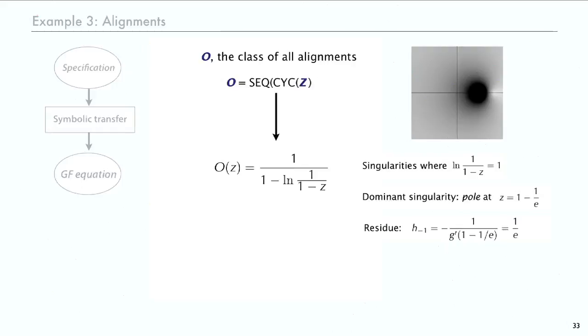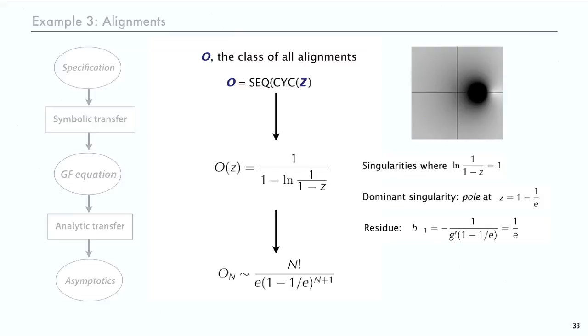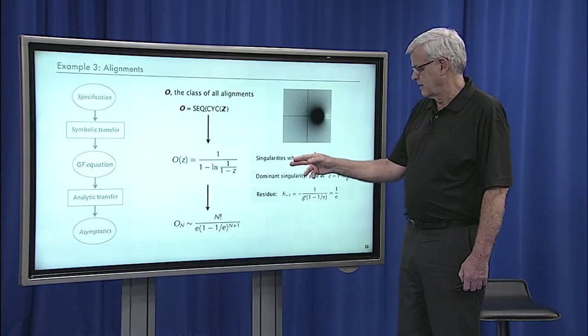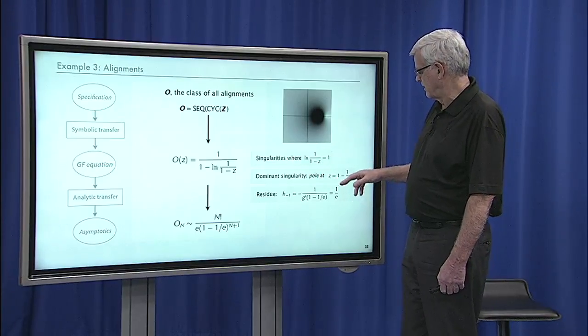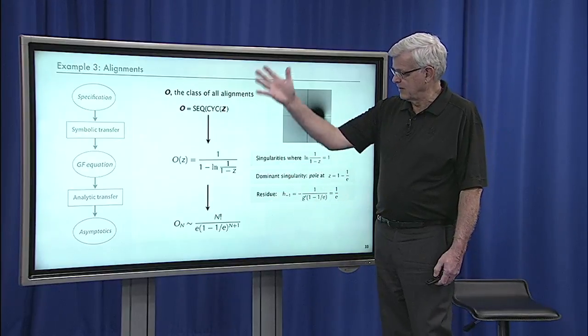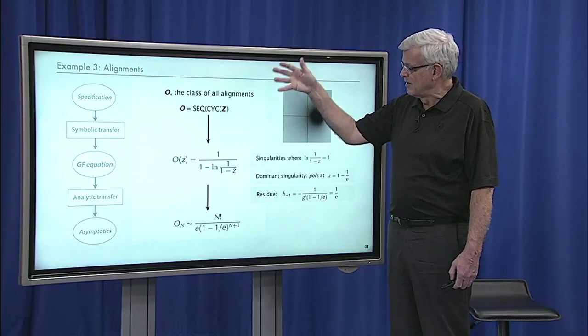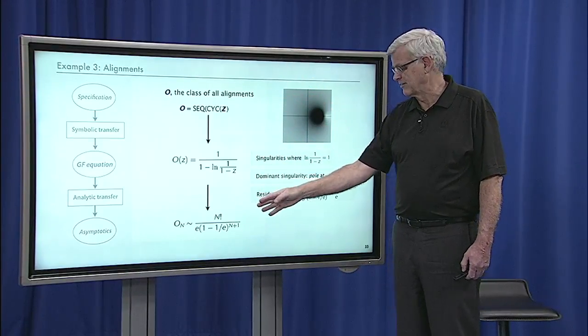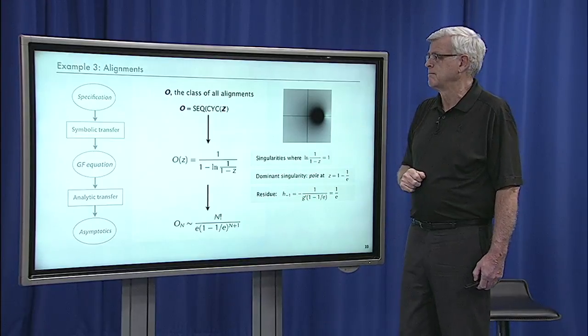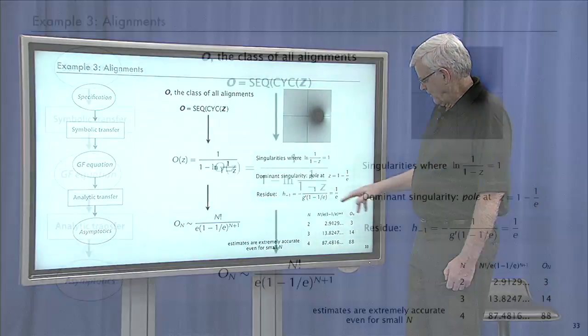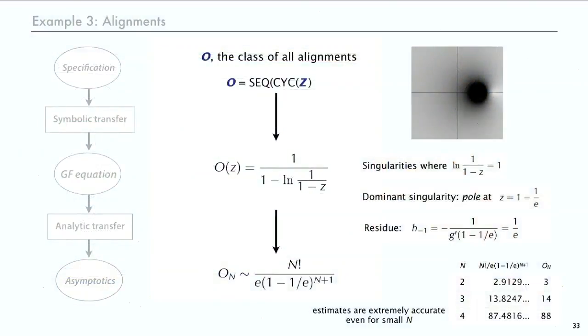But then we just do the calculation. Numerator's 1, differentiate that. You get 1 over 1 minus z. Evaluate at 1 minus 1 over e, you just get 1 over e again. So that tells us that the exponential growth is 1 over 1 minus 1 over e to the n. And the constant is this divided by that, which gives the n plus 1. So that's, again, enumerating the alignments. Combinatorial class maybe we never heard of, but we can immediately get to coefficient asymptotics that's extremely accurate. And this again shows how accurate it is even for small n.